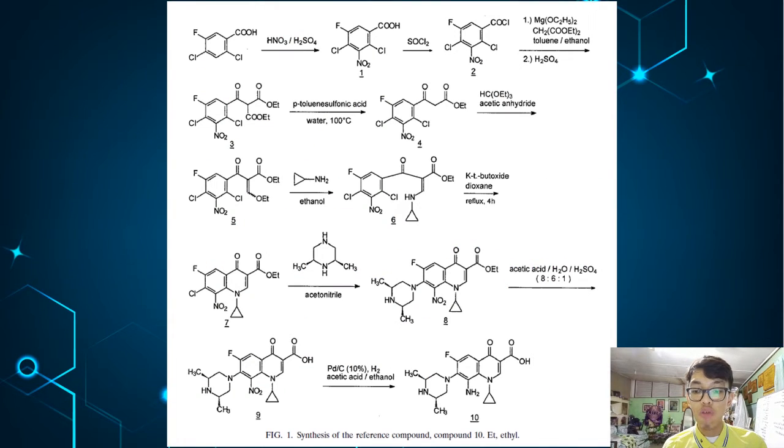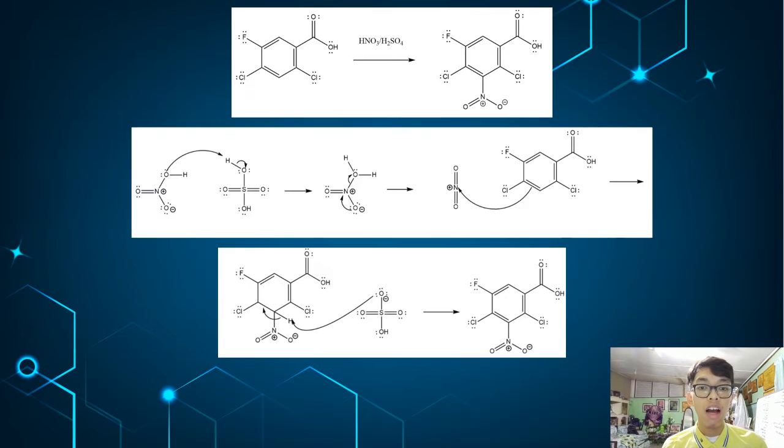So this is the overall synthetic route that was taken into turning this starting compound here into the reference compound, which is the defluorinated sparfloxacin. Now we're going to digest this synthetic route per reagent so that we could see the things that had transpired per reaction. Now first is the reaction of the starting compound with nitric acid and sulfuric acid.